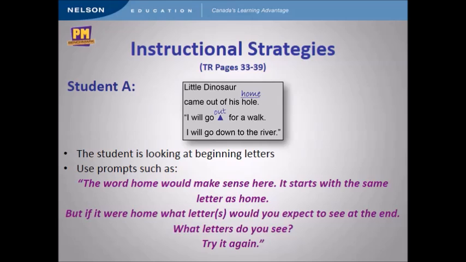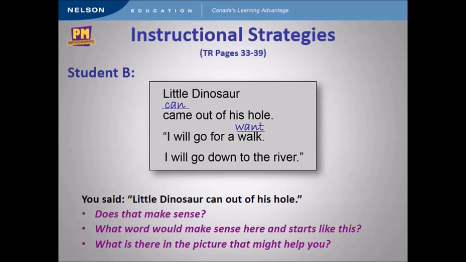And that's the kind of prompting I would be constantly giving to a student who's not looking through to the end of a word, who's really only looking at the beginning of the word. So what is an instructional strategy that I might be employing with student B? When we take a look at student B's reading, we notice that the student said can for came and want for walk, neither of which really is getting at meaning of text. So with this student, I might say, when we're in small guided reading groups, use prompts that are similar to the ones I'm going to talk about.